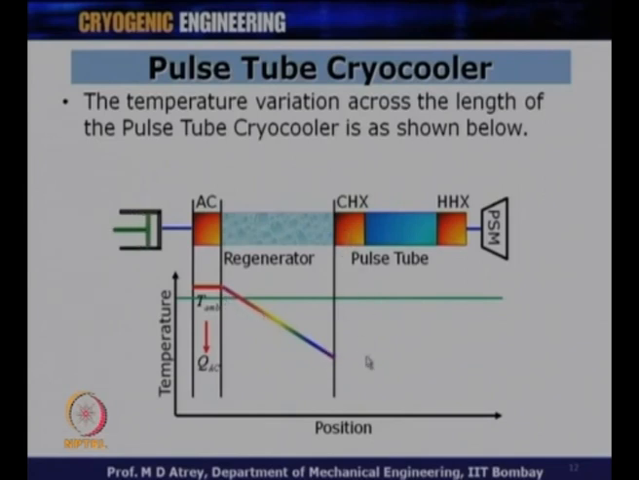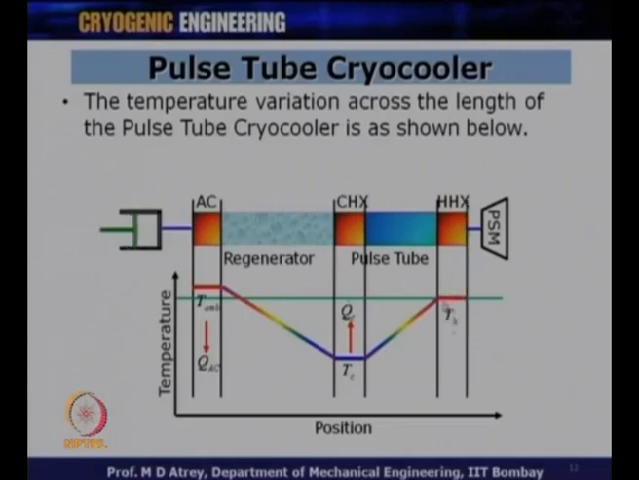In the CHX, that is the cold end heat exchanger, the temperature normally will be maintained constant because there is a constant load on the system, QC at temperature Tc, and across the pulse tube also we will have a temperature gradient generated, and therefore, the temperature gradient would look like this. In the hot end heat exchanger, again the temperature would remain constant normally.